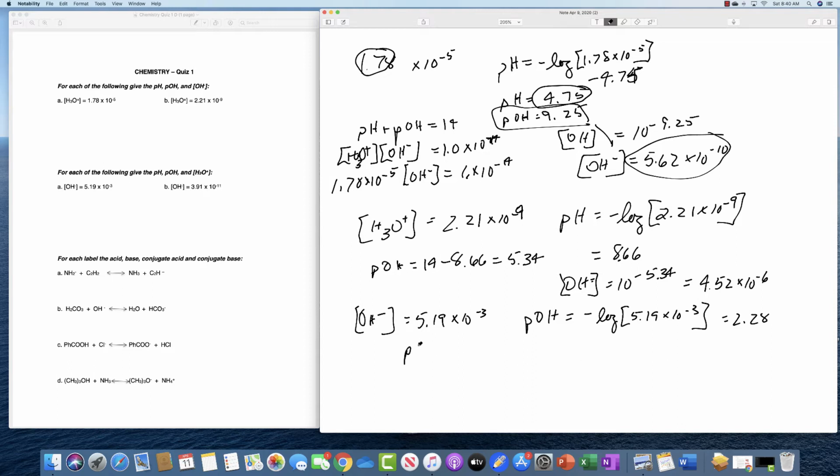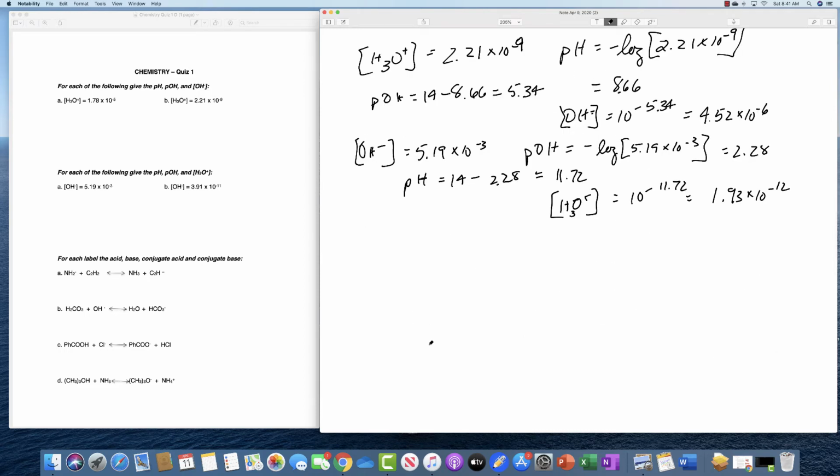The pH now, you already found the pOH. The pH now is going to be 14 minus 2.28, which is going to equal 11.72. And then the hydrogen ion concentration is going to be equal to 10 raised to the negative 11.72, which is going to be 1.93 times 10 to the minus 12.